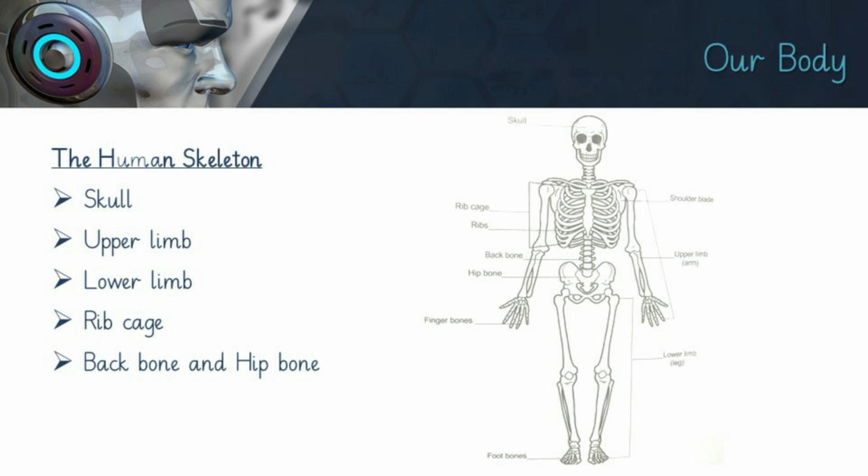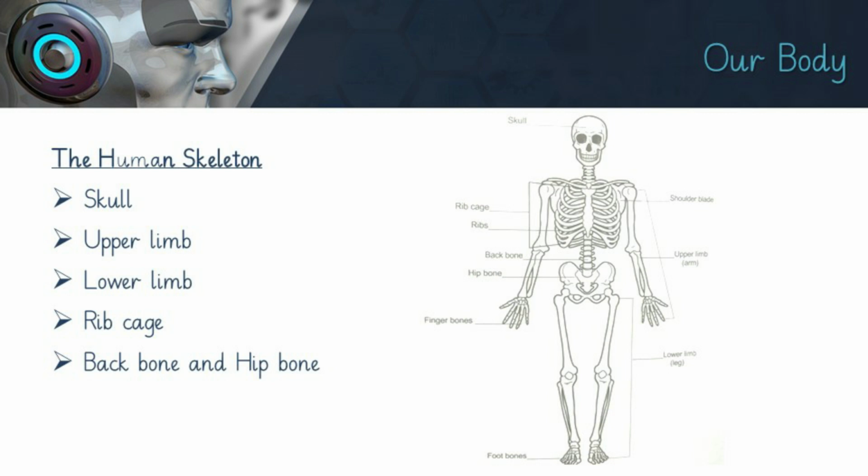Next, coming towards upper limb. Upper limb is referred to as arm. It comprises of upper arm, forearm and hand. As we have two arms, so we have two upper limbs. Next comes lower limb. Lower limb is referred to as leg. It comprises of upper leg, lower leg and foot. As we have two legs, so we have two lower limbs.